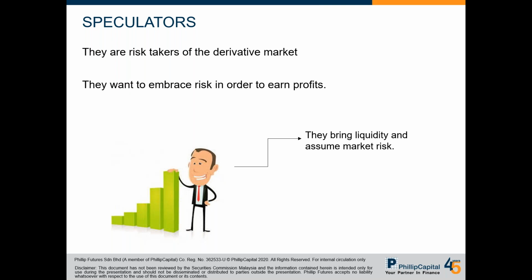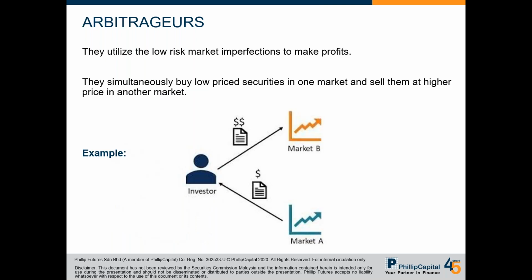To do this, a speculator will buy a contract and then sell it back at a higher price than which they purchased it. Conversely, they sell the contract and buy it back at a lower price than they sold it. In either case, if successful, a profit is made. In other words, speculators can be referred to as traders, and speculators are important in the futures market because they bring liquidity to the market and assume the market risk. Next will be the arbitrageurs.